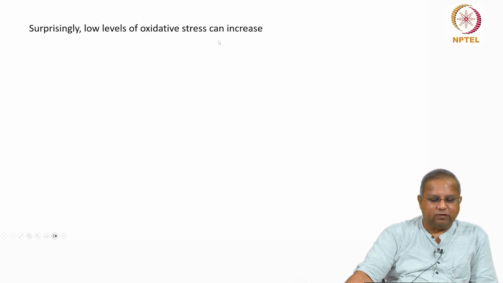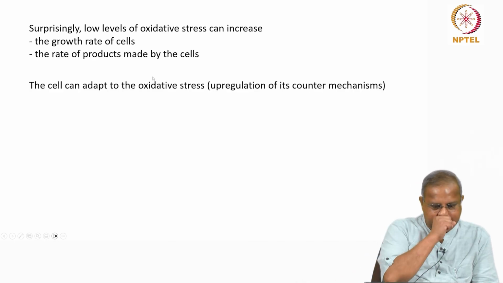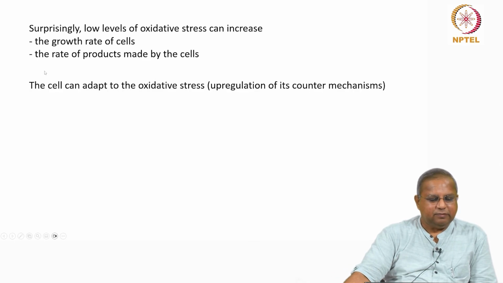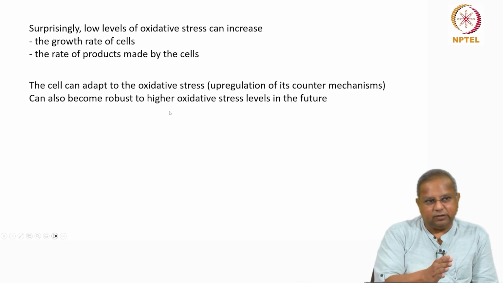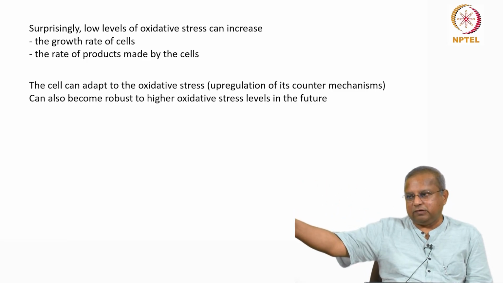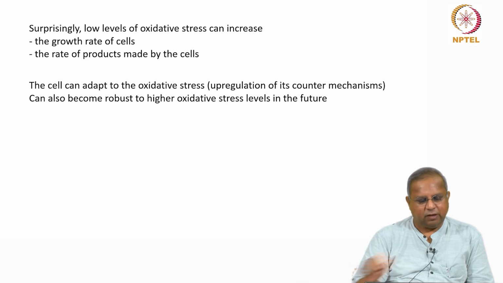Surprisingly, low levels of oxidative stress can increase the growth rate of cells and the rate of products made by the cells. Sometimes the cell can adapt to oxidative stress by upregulating its counter mechanisms, and can also become robust to higher oxidative stress levels in the future. When you treat it, it could become more robust in the future. It is called adaptive response.